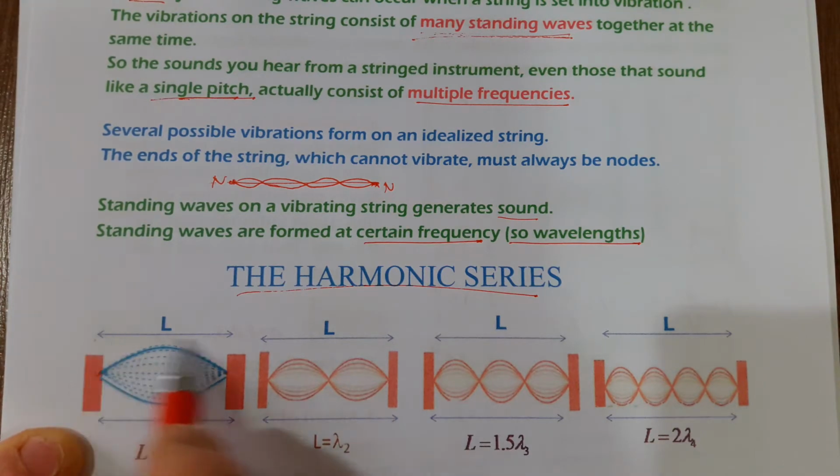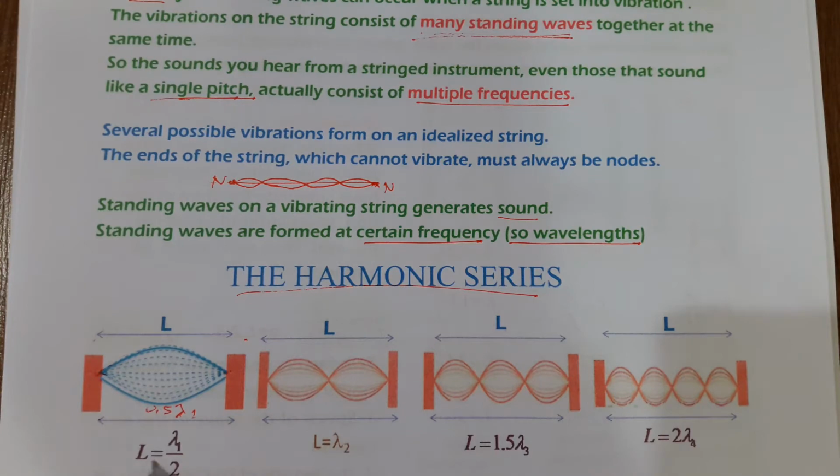In this case, the length of the string is equal to lambda 1 over 2, 0.5 lambda 1. Remember, we said that each lobe has a length of 0.5 lambda. So L is equal to lambda 1 over 2. When you cross multiply, instead of lambda 1, you can write V divided by F1, because we know that V is equal to lambda times F. So in this case, lambda is equal to V divided by F.